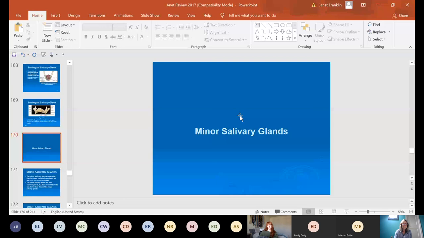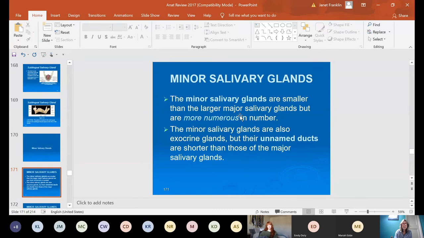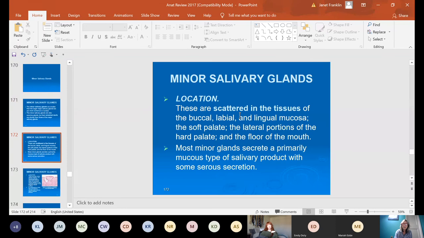Your minor salivary glands, you have lots of minor salivary glands. They're located all over the mouth. They don't have specific names because there's so many of them.